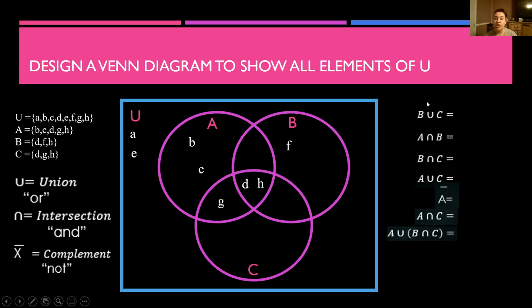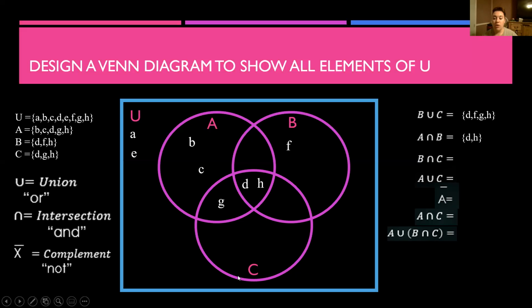What is in B union C? Well, union is or, so it can be in either B or C. It can be part of A, but it has to be in B or C. It's not saying not A. So anything in B or C: d, f, g, and h are in B or C, because these are in circle B, and then this is in circle C.